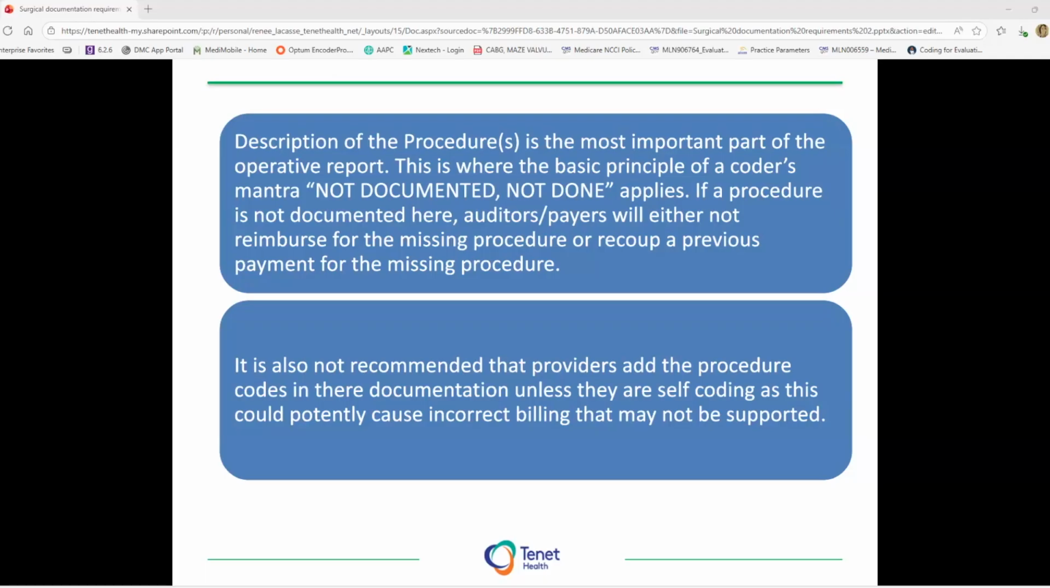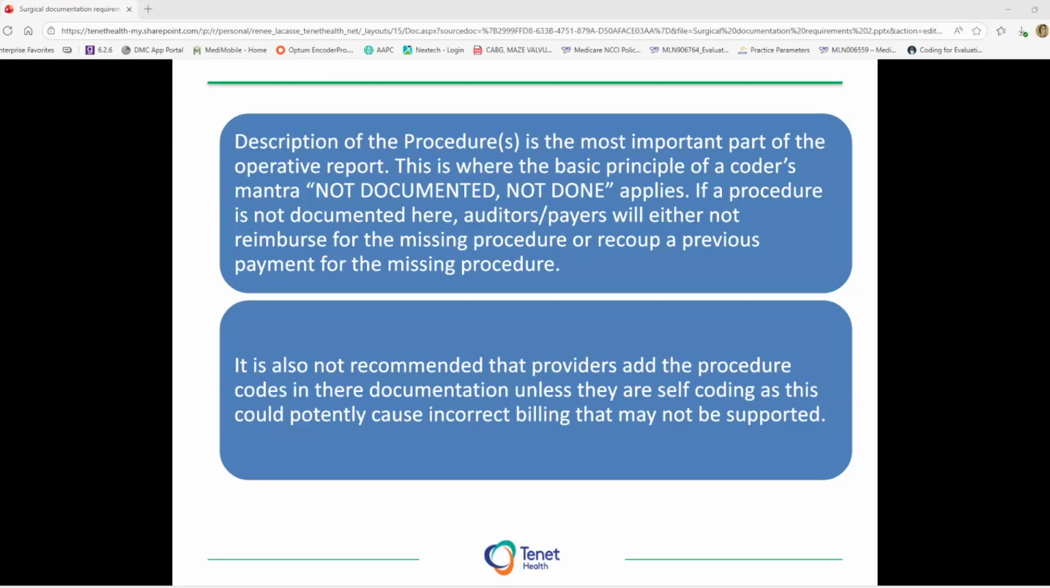So hence the reason why you may see a lot of your suspends, even though you have it listed under your procedure, the procedures that you're going to be doing or that you think you're going to be doing. If it is not in this procedure description, we cannot code from anything outside of that portion of your op note. So we can use your procedure list as a guide, but we cannot physically code from that procedure list. It has to be in the documentation of the description of the procedure. So kind of keep that in mind.